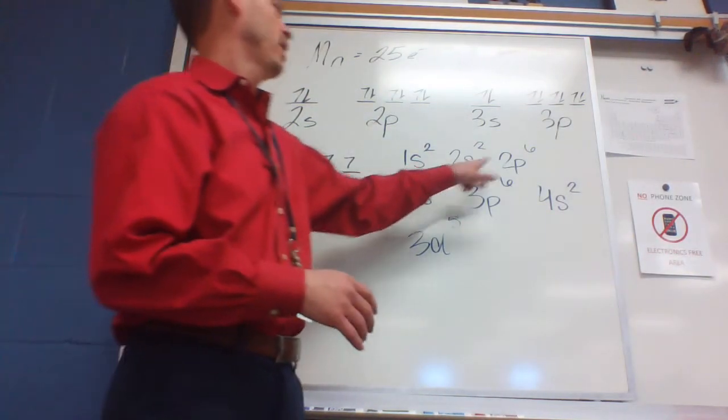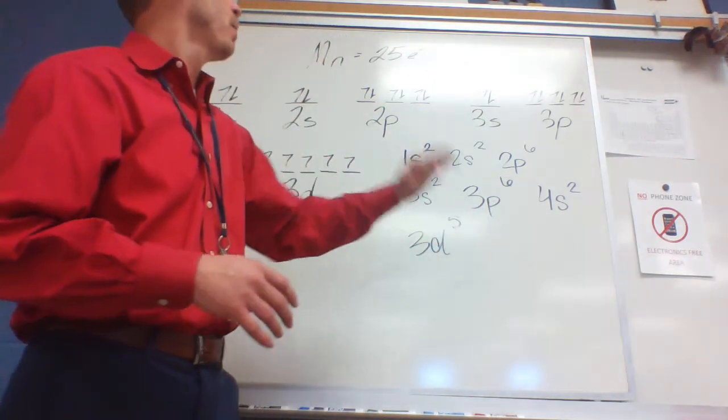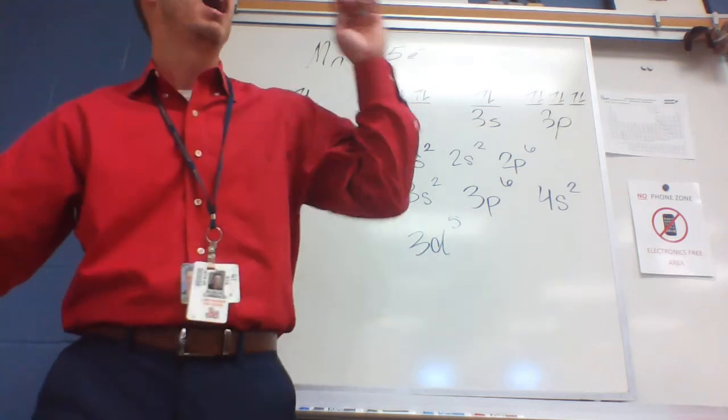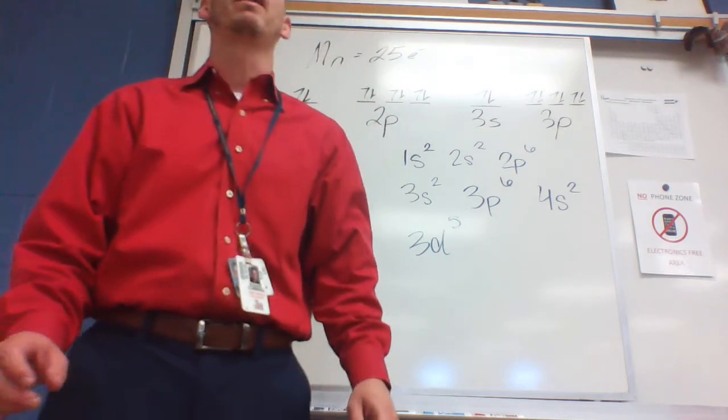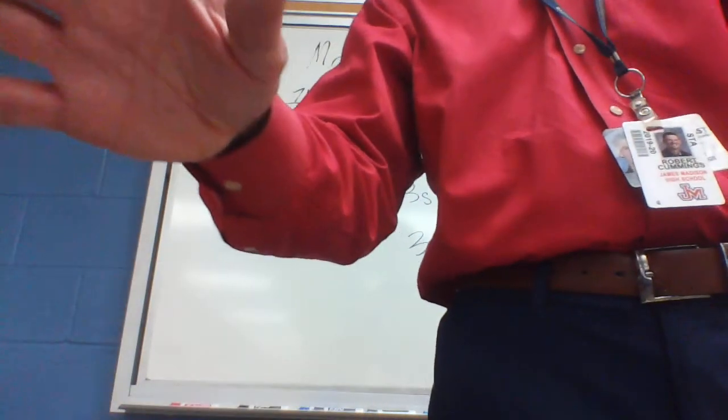All right, 1s2, 2s2, 2p6, 3s2, 3p6, 4s2, 3d5, and the exponents added up equal 25. Let's have someone come show us their noble gas. Cluster 5, seat 1. Gabby, come on up. Gabby, do you consent to being on camera?